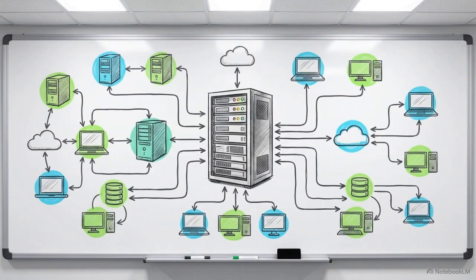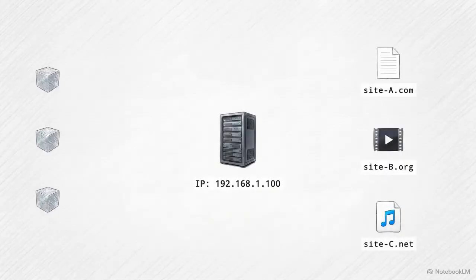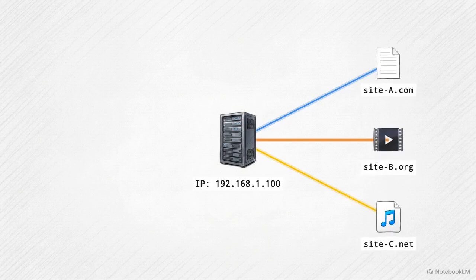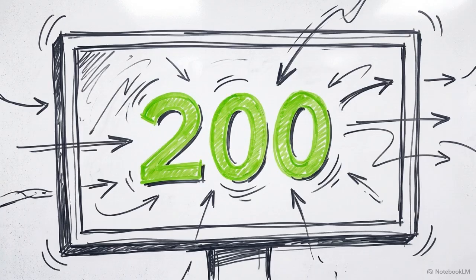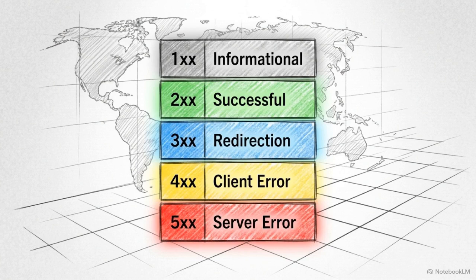Other critical headers handle routing and tracking. The host header allows a single IP address to serve multiple distinct websites simultaneously. Meanwhile, the referrer header tracks the exact origin URL that directed the user to the current resource. Once the transmission is processed, the server replies with a precise numerical status code. These are grouped into 5 distinct classes: 100s for informational, 200s for success, 300s for redirection, 400s for a client-side syntax error, and 500s when the server itself experiences an internal failure.